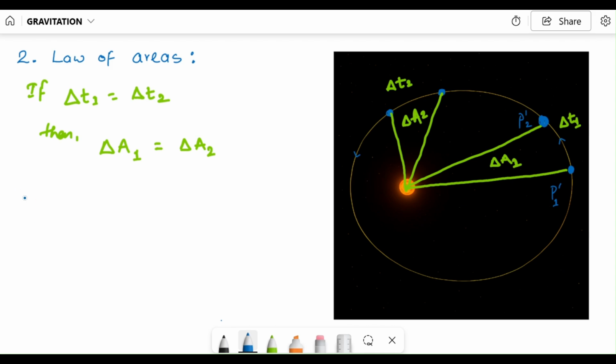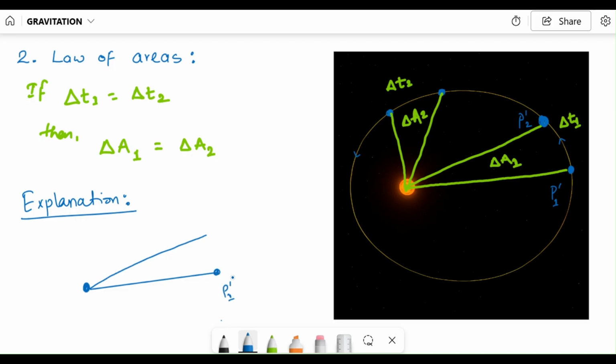Okay, now coming to the explanation part. How can we say that? So let's consider this part of its motion only. So here, what is happening? This is the position of the planet, and let's say this is the position of the planet after it moves. Let's say this position is P1 prime, and this position is P2 prime, and this is the trajectory between these two points. And if we take its velocity, it will be tangential. Let's say this is v, vector v more precisely.